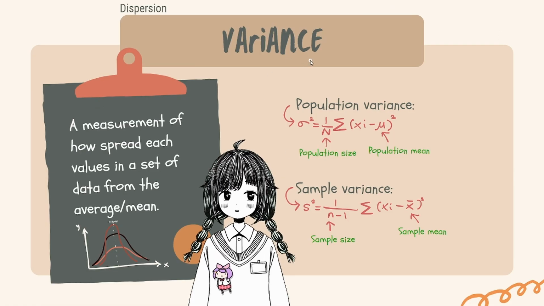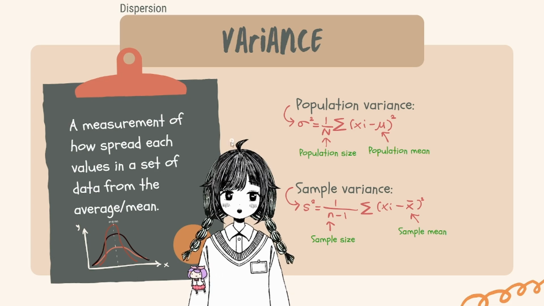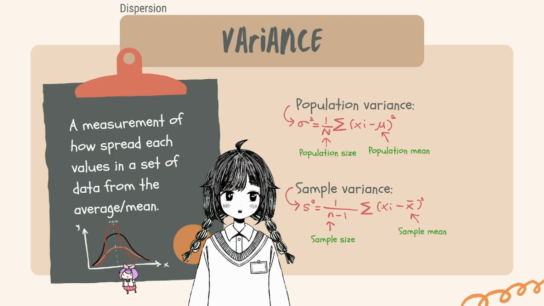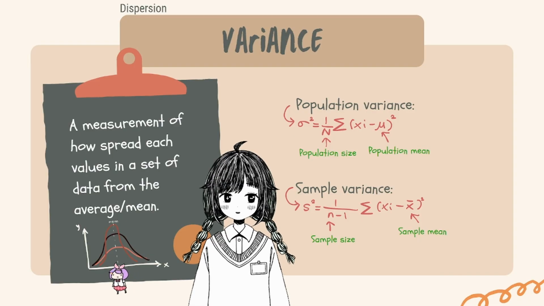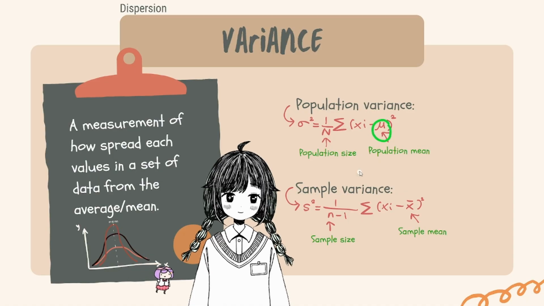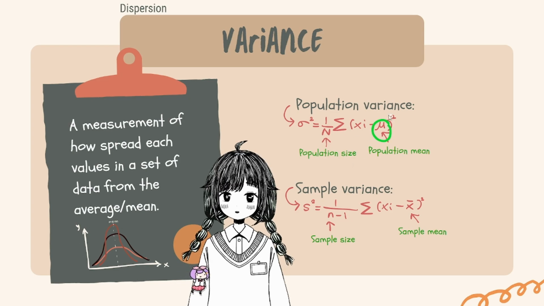Now we dive into variance, and this can get a bit complicated. Variance is a measurement of how spread out the values in a data set are from the average or mean. So the lower the variance, the closer the data will be scattered around the mean. There are two formulas of variance, the population and sample variance. As long as you have all the information like the mean, this is our mean, and you memorize or understand the formula, it should be no problem to solve it.